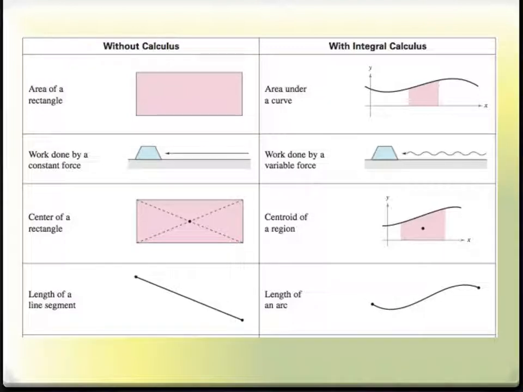You can find the area of a rectangle without calculus. But you can actually find the area underneath a random curve with calculus. You can find the work done by a constant force without calculus. You can find the work done by a variable force, something that's changing, with calculus. You can find the center of a rectangle without calculus. You can find the center of any arbitrary region with calculus.